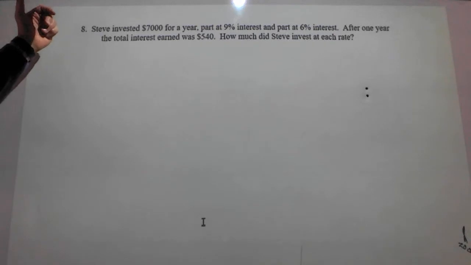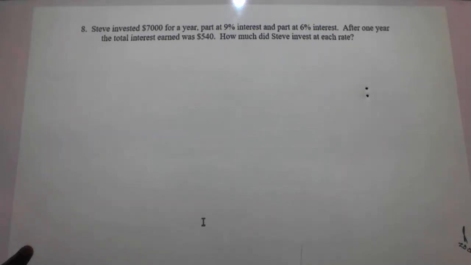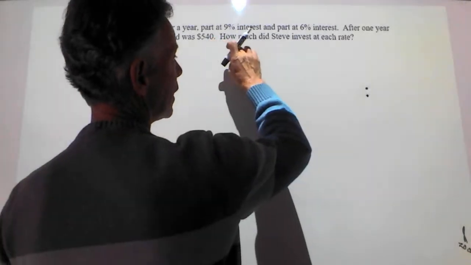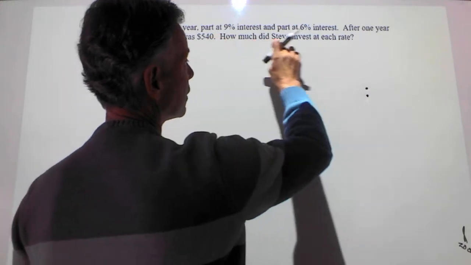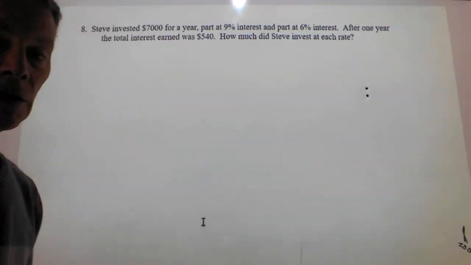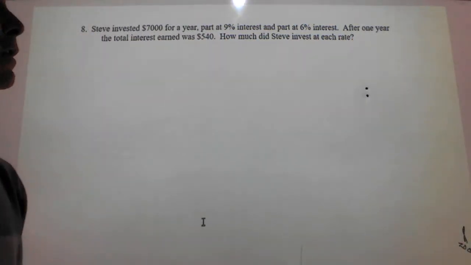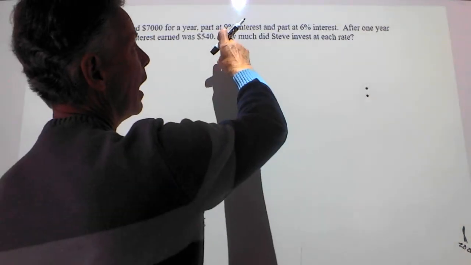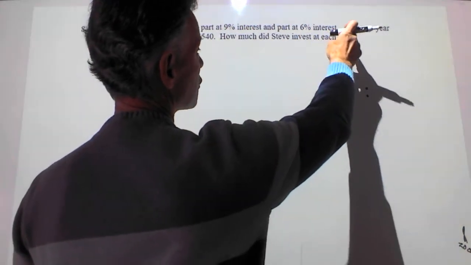Okay, so Steve invested $7,000 for a year, part at 9% interest and part at 6% interest. After 1 year, the total interest earned was $540. How much did Steve invest at each rate? This last sentence is very important because it gives you an idea of what your variables are going to be. They want to know how much did he invest at each rate.